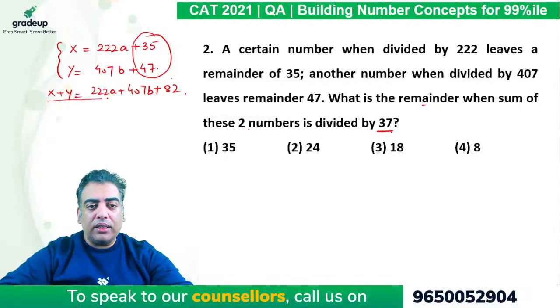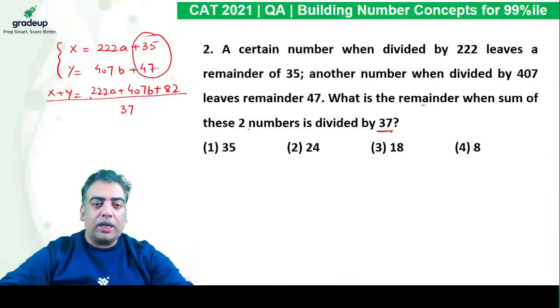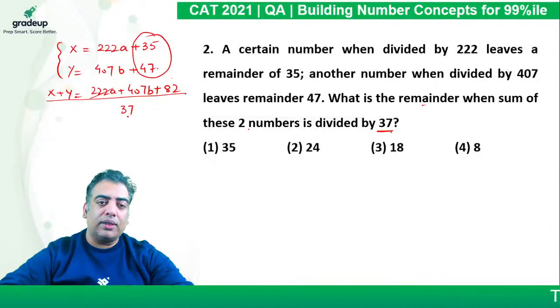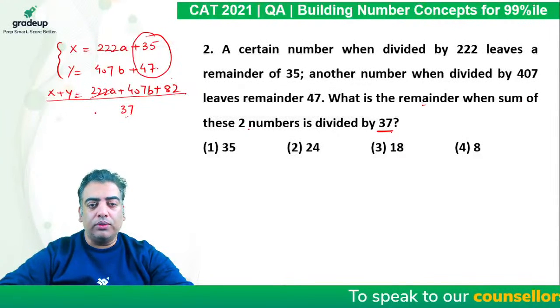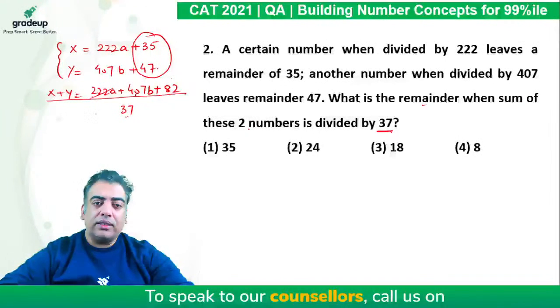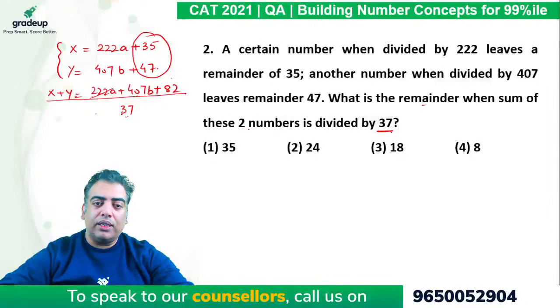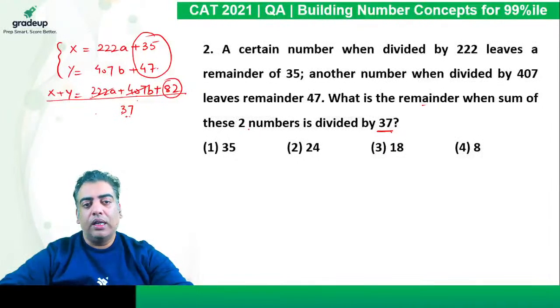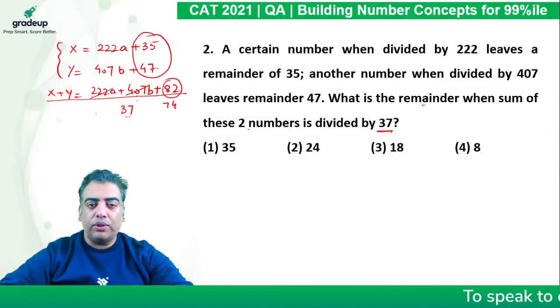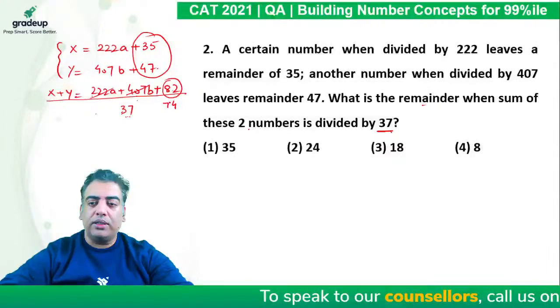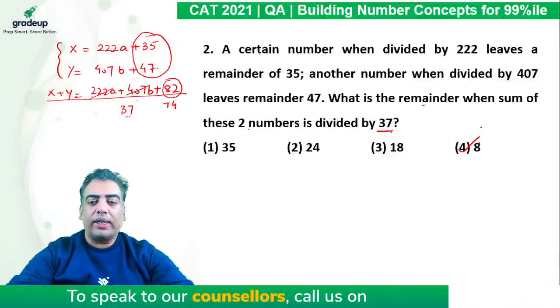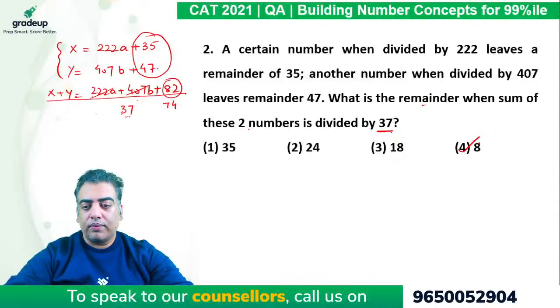So when you divide this number by 37, so triple two is a multiple of 37. So 37 into 6 comes out to be triple two, right? Likewise, this is again a multiple of 37. 37 into 11 is 407. So we just need to divide 82 by 37 to find our remainder. So 37 into 2 is 74 and the remainder comes out to be difference of these two, which is 8. So the correct answer option will be 4. Is it clear, everyone? Satyami, check it out.